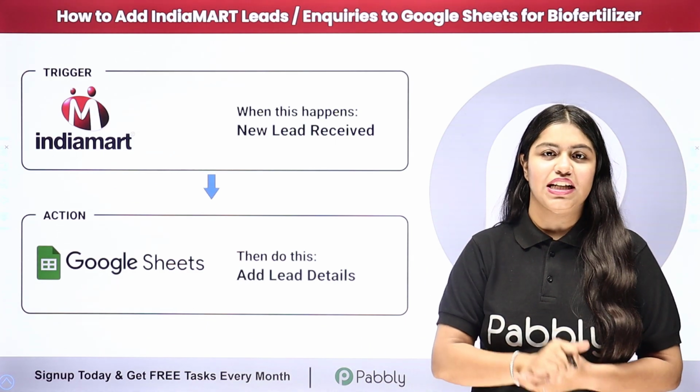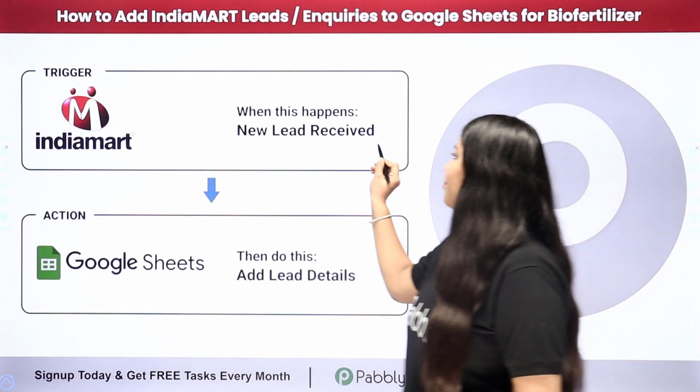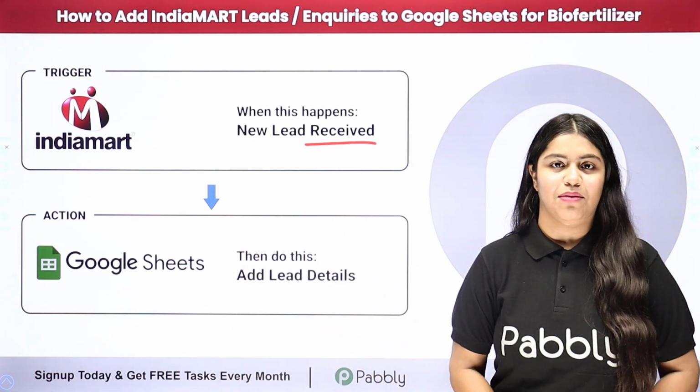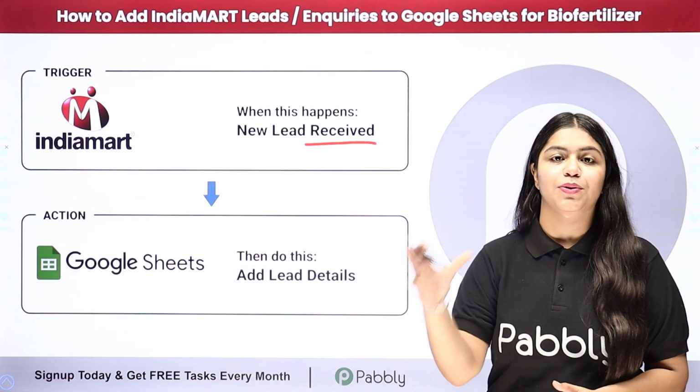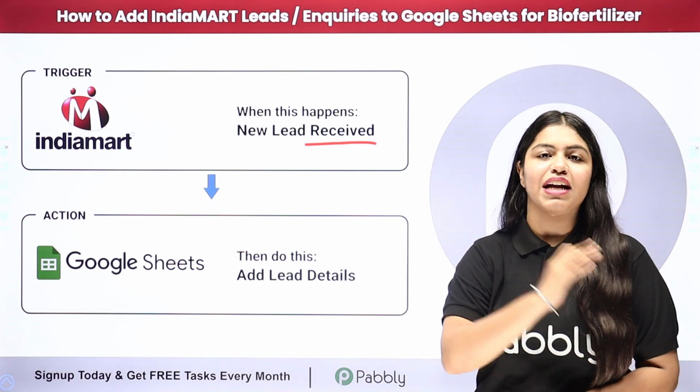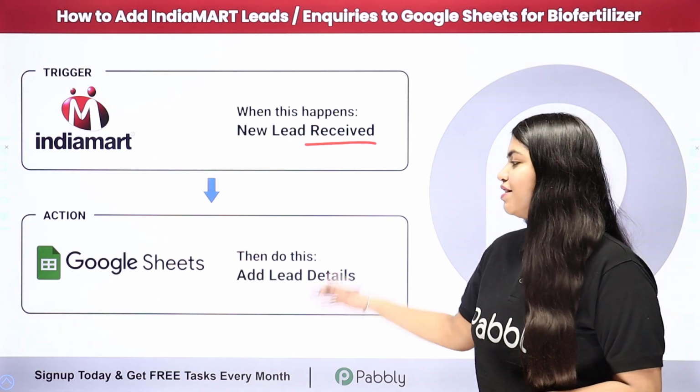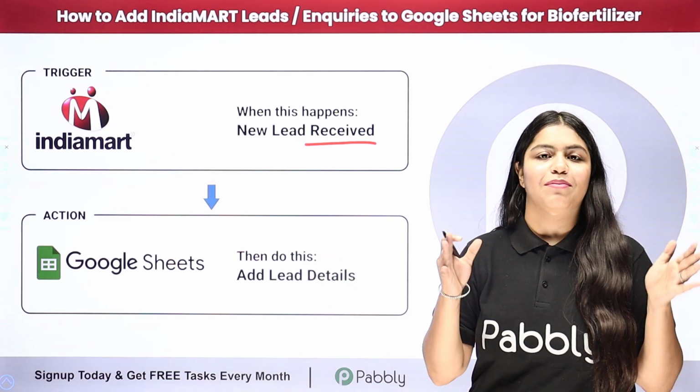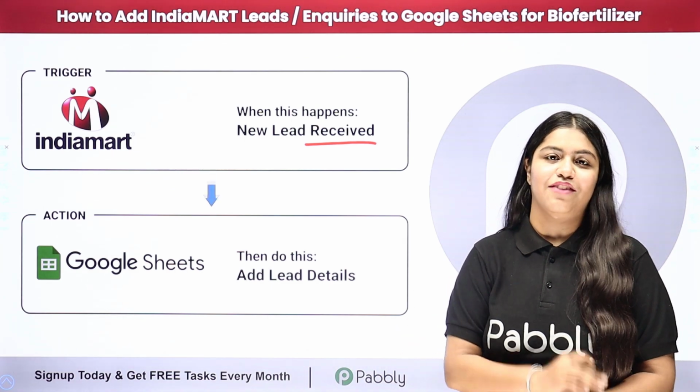So now what I want is that as soon as someone inquires for a biofertilizers through IndiaMART, which is as soon as we receive a new lead through IndiaMART, automatically that same lead details should be added into my Google Sheets too, so that my sales team can follow up quickly and efficiently.